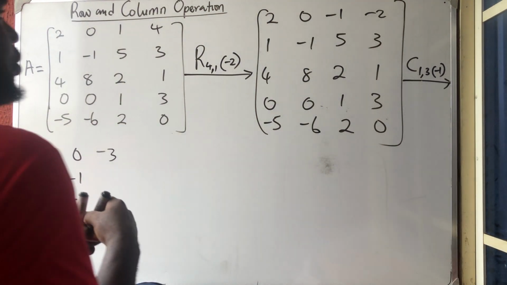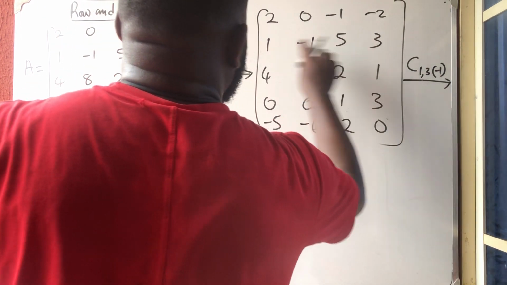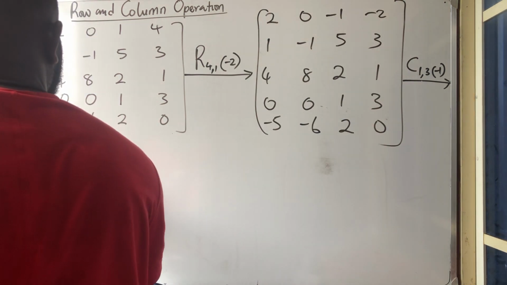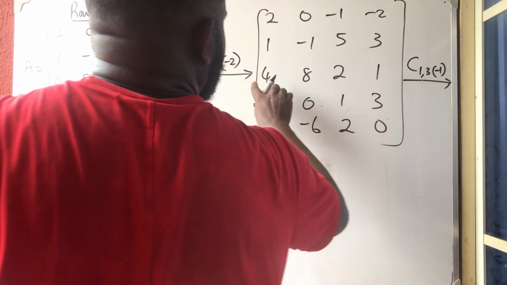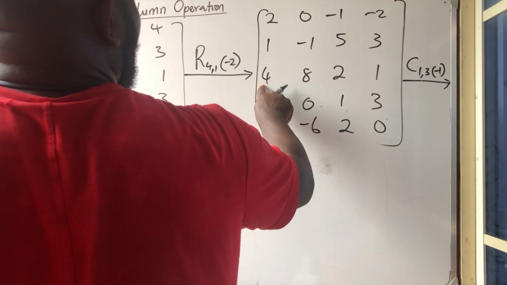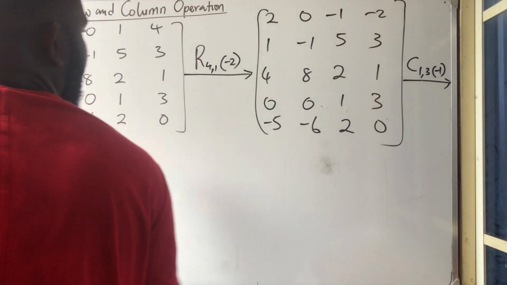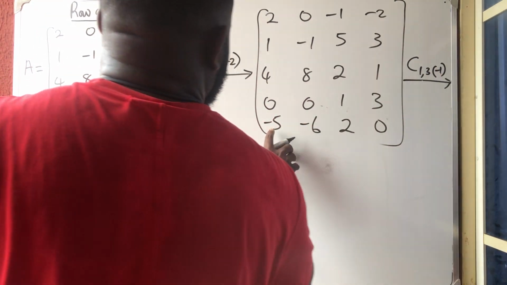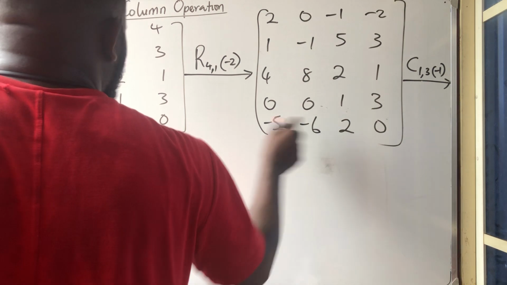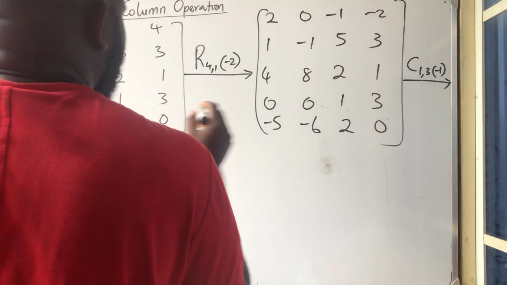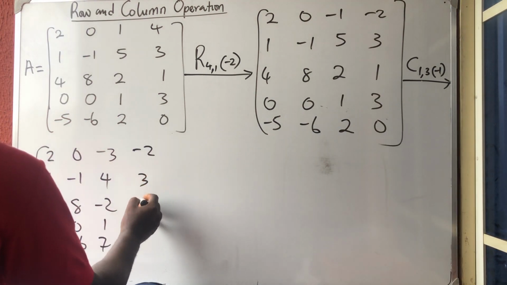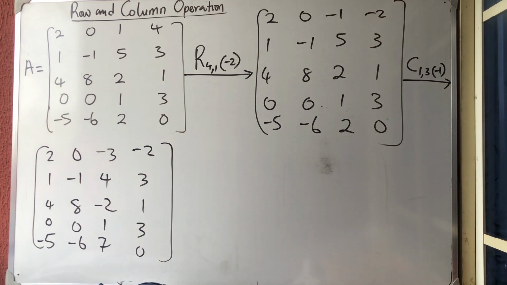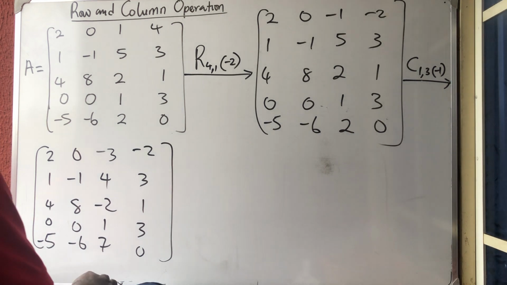Okay, so the next one you have is minus 1 times 1 is minus 1. Minus 1 plus 5 will give you 4. Here is 4. Minus 1 times 4 is minus 4. Minus 4 plus 2 will give you minus 2. Minus 1 times 0 is 0. 0 plus 1 is 1. Finally, minus 1 times minus 5 is 5. 5 plus 2 is 7. So I'm having 7 here. Then the last column, leave it the way it is. So that is that for the operation of row and column.